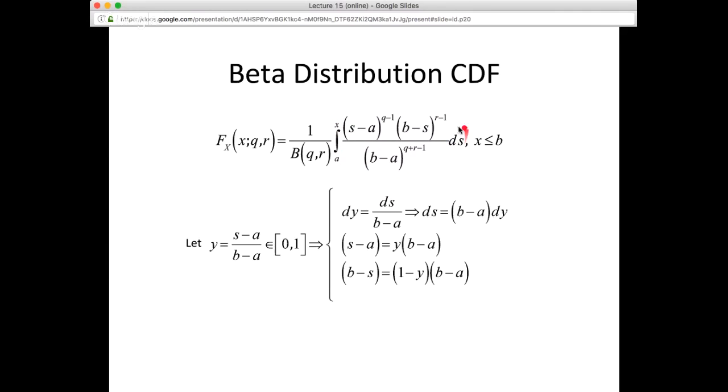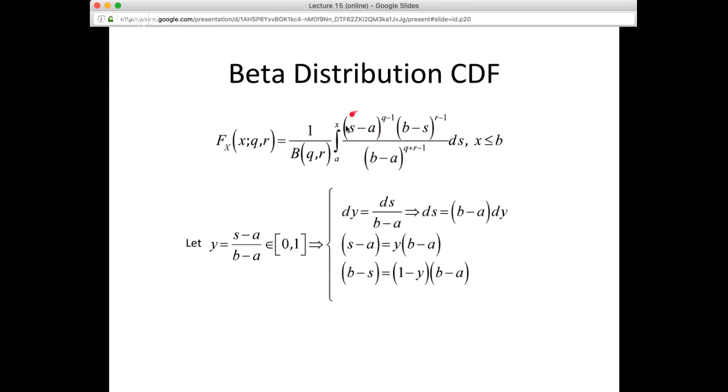So let's start with trying to figure out what ds is going to look like under this variable transform. We just take the derivative of both sides. The derivative of minus a is just 0 because a is a constant. And so we end up with dy is equal to ds divided by b minus a. That allows us to solve for ds, which is just going to be b minus a times dy. So that's the replacement for ds.